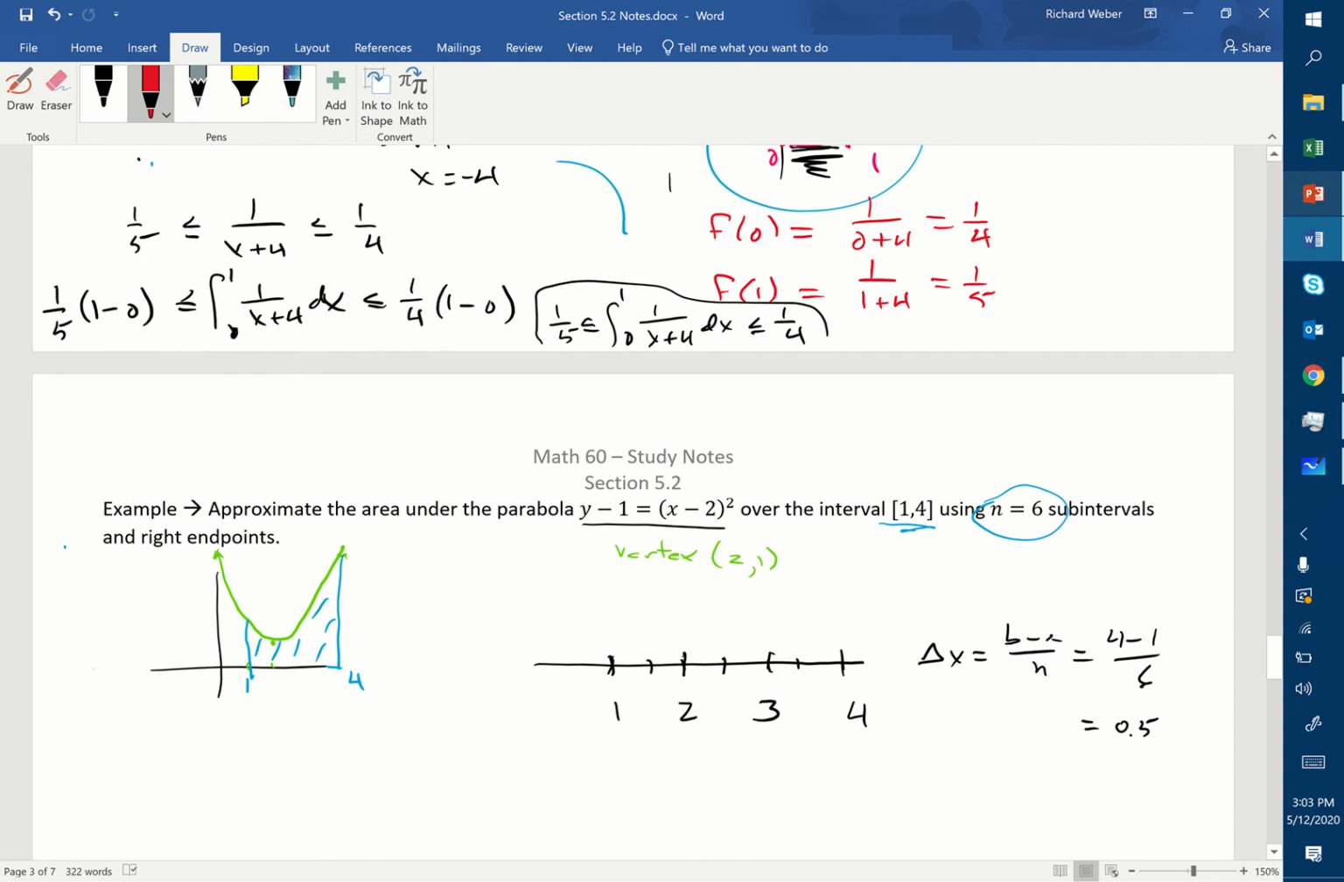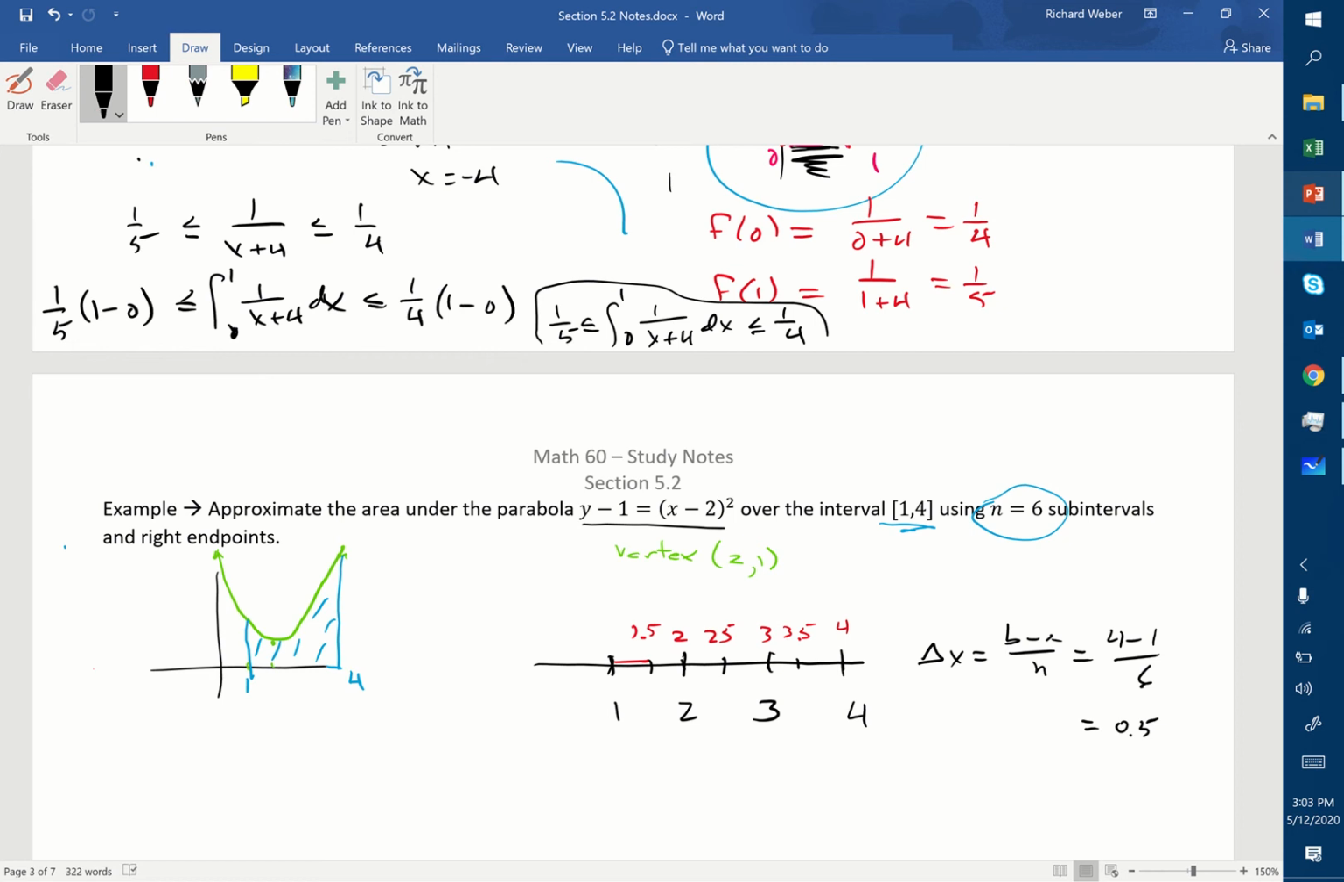Let's use the right endpoint, okay? So for each interval, we'll use the right endpoint. So 1.5, 2, 2.5, 3, and 3.5, and then 4. And if you remember how this is done, you can be pretty quick about it. You can say, and I'll say it this way, watch this.